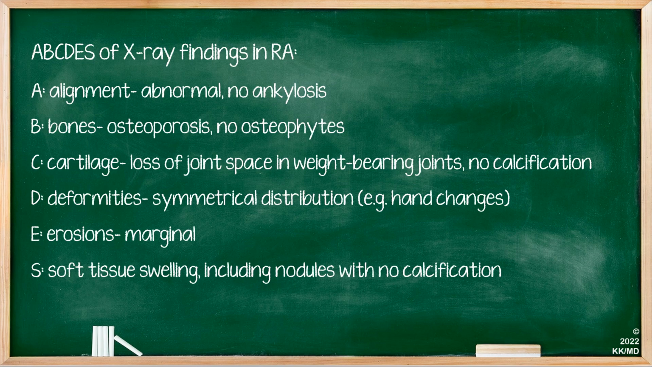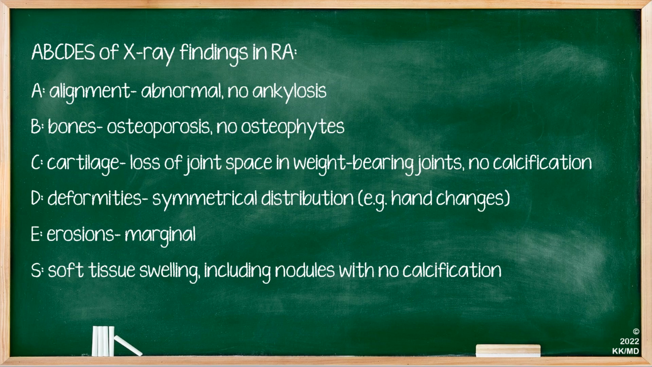A good aide-memoire for remembering the features of X-ray findings in rheumatoid arthritis is the ABCDEs approach. So A, looking at the alignment, which is usually abnormal, and we wouldn't normally expect to see any ankylosis, which is seen in other forms of inflammatory arthritis, which will again be covered in another lecture series. B, for bones, so there may be osteoporosis, but typically no osteophytes, which are seen in osteoarthritis, as you will have heard in a previous lecture.